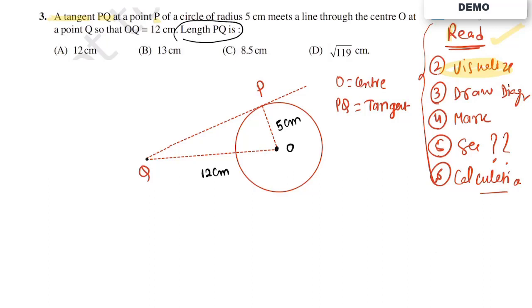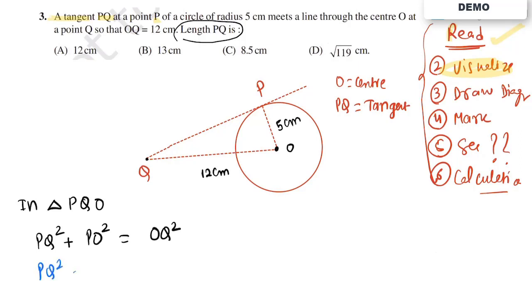Now apply the Pythagoras theorem in triangle PQO. Okay, so what is the base? Base is PQ square. Perpendicular is PO square equal to, that is the hypotenuse, OQ square. So what is the value of PQ? We have to find PQ. PO is the radius, square, OQ, 12 square.